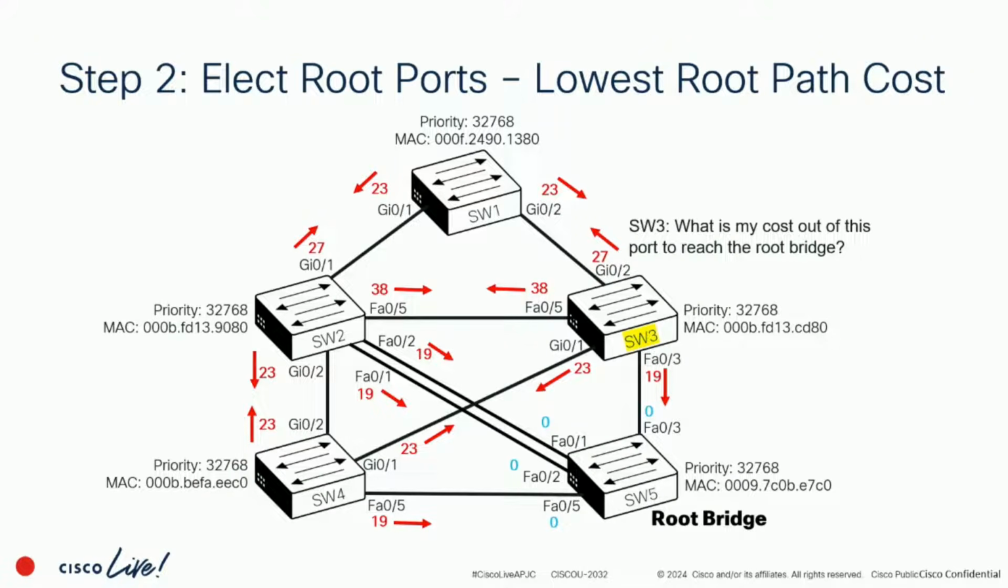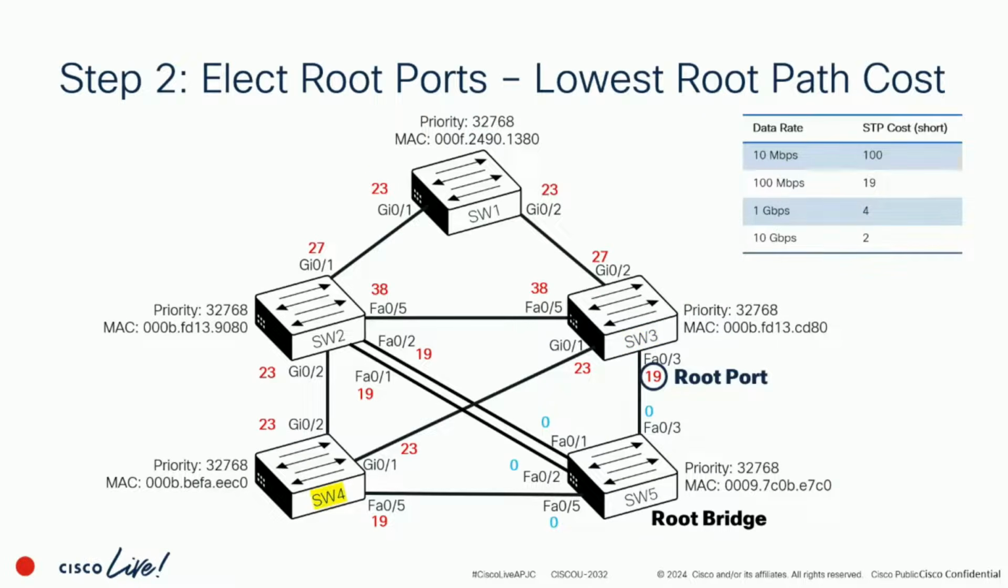So let's have a look here. So let's start on that switch. Lots of options. Which one should be the root port out of that particular switch? And we're going to use the lowest root path cost. Is it 27, 38, 23, or 19? I think hopefully it's obvious the 19 is the lowest value. The 19 wins. And so this one becomes the root port for that switch.